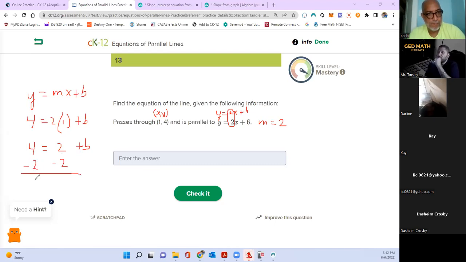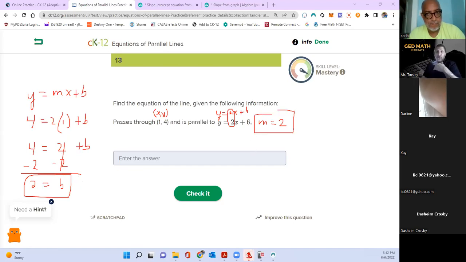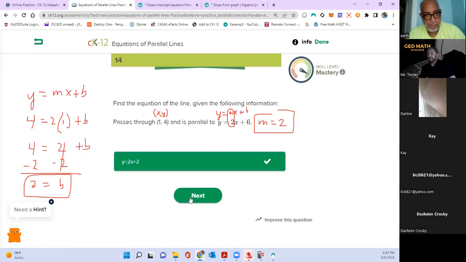What is 4 minus 2? 2. I bring down my equal sign. My 2s cancel, and I bring down my b. So now I know my y-intercept, because b is the variable for the y-intercept. My y-intercept is 2 and my slope is 2. So my equation of the line is going to be what? y equals 2x plus 2. And then you check it. There you go. Wow.